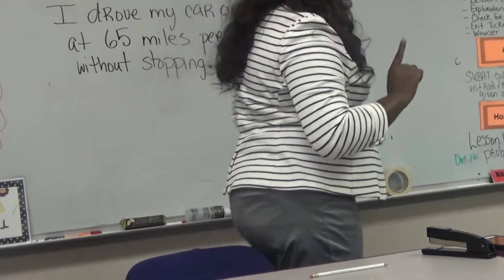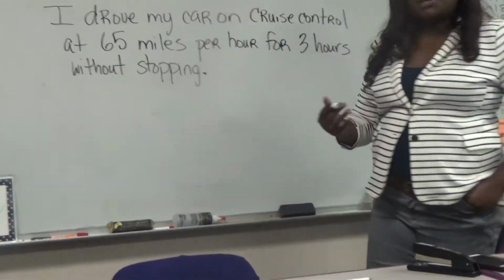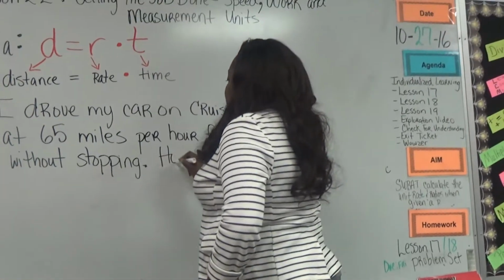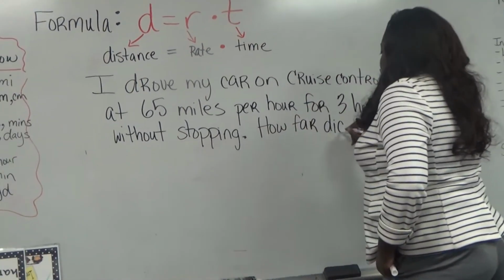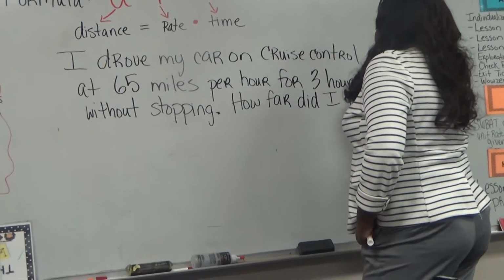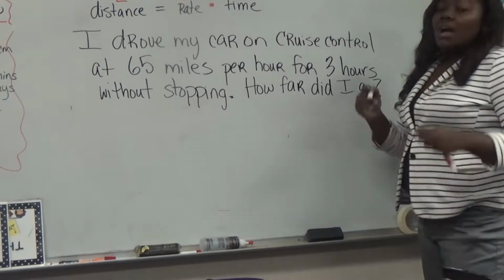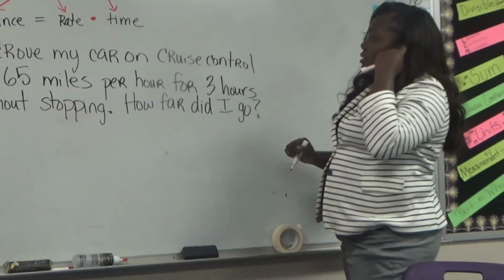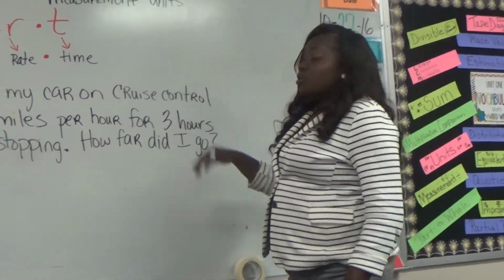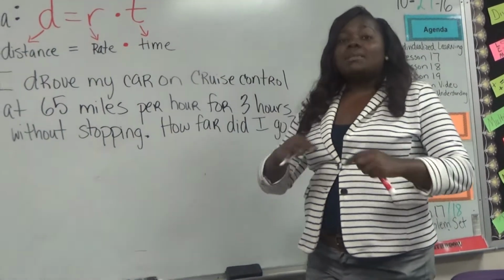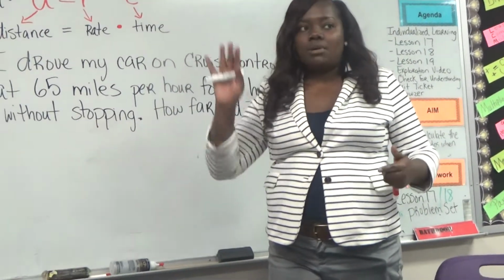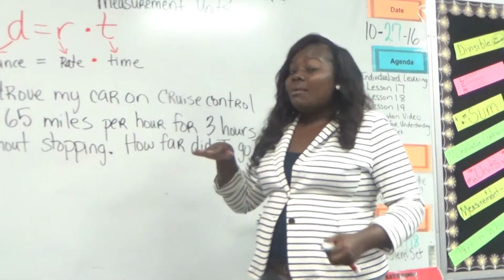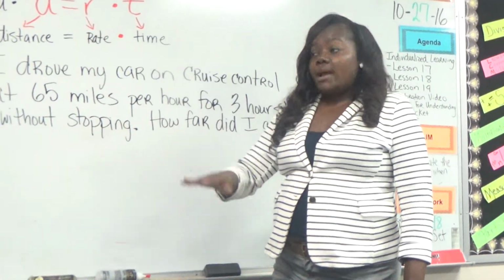All right, so here's what they want you to do. They want you to figure out, how far did I go? I'm driving my car down the expressway on cruise control. Cruise control means I'm not changing the speed. I'm going at a constant speed, meaning my speed is not going up, it's not going down. I'm going steady at 65 miles per hour.